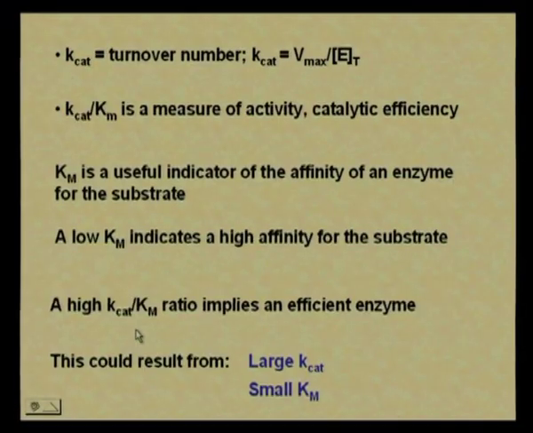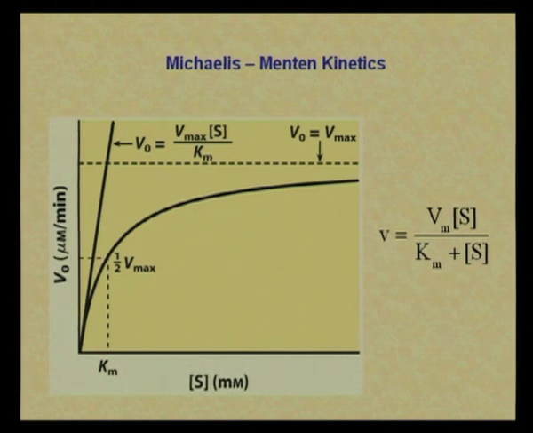So, from Michaelis Menten enzyme kinetics, there are certain aspects of enzymes that we can consider about the efficiency of an enzyme in terms of the kinetic constants that we have. So, this is our Michaelis Menten kinetics. We have a Vmax, we have a Km, we have a velocity, and we have a substrate concentration.